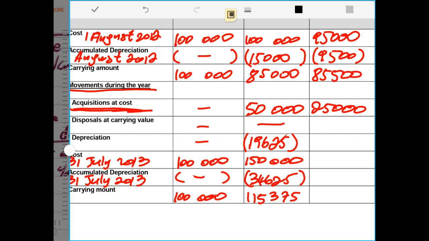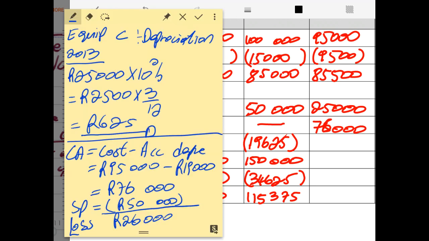Disposal carrying value, yes, we did dispose and we did sell the old equipment, and the carrying value for the old equipment was 76,000 rands, if my memory still serves me. Let me check if I still have that. Yes, there we go. We said that the carrying amount is 76,000 rands.